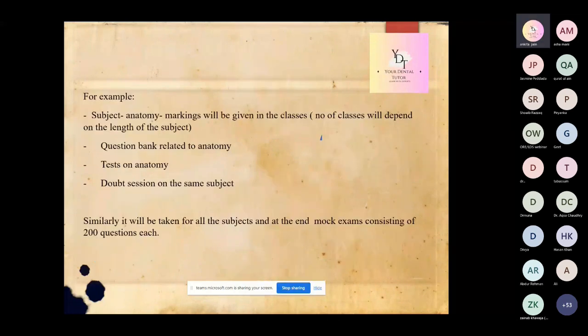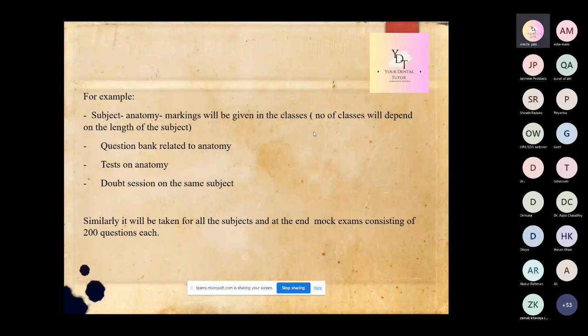Now, I would just brief you how we go about in our courses. Basically, if we take a subject, for example anatomy, we will conduct the live session where we will give you the markings, tips and tricks about that particular subject, how to learn, how to retain, some mnemonics, flashcards related to the subject. These will be provided to you. Then the question bank related to that particular subject will be given.